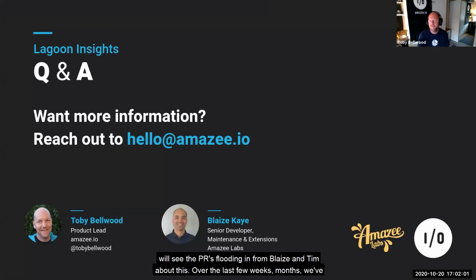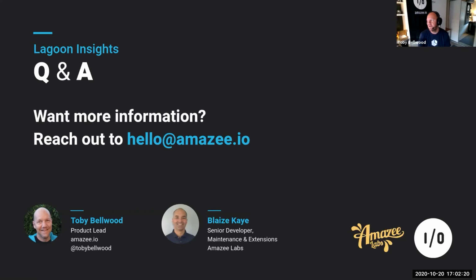Over the last few weeks, months, we've been discussing a little bit of Lagoon 2, and you would have heard us talk about Lagoon 1x. There will be a period of time over the next few months where we do a little bit of diverging development. Lagoon 1x is the version of Lagoon that works on OpenShift, and Lagoon 2x is the version of Lagoon that runs in Kubernetes. Our aim is to get all of the Amazee hosted infrastructure across to Lagoon 2 in the next few months. But we will still need to maintain 1x support for a little bit.